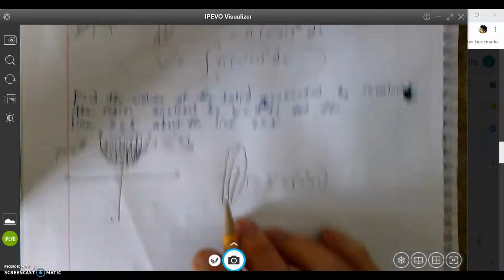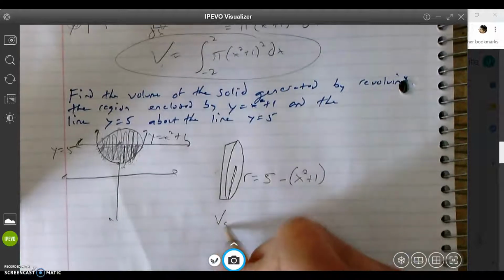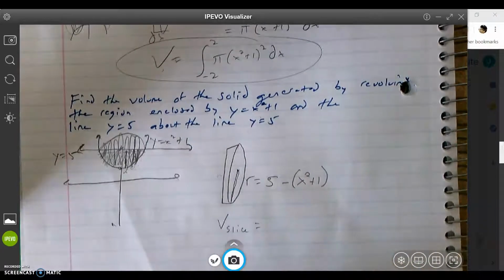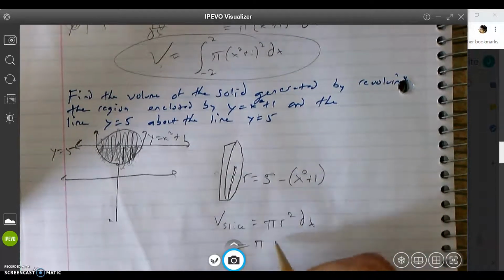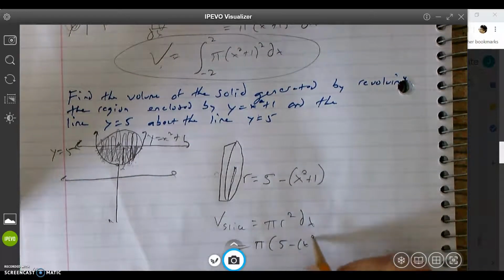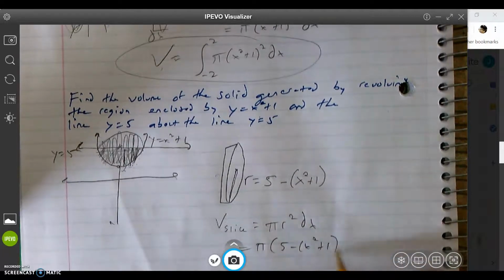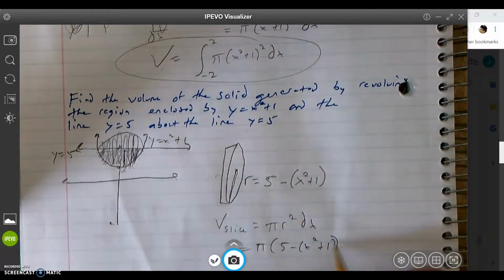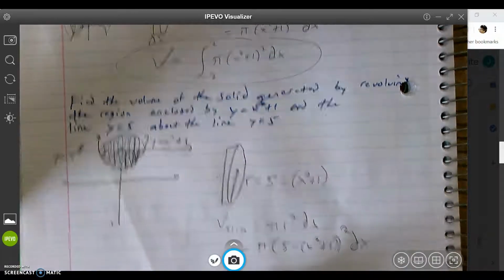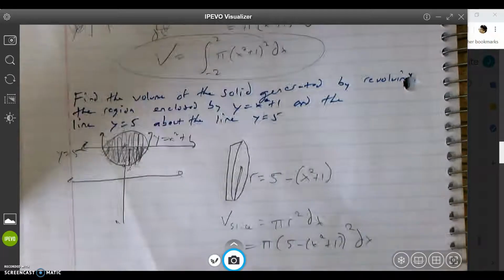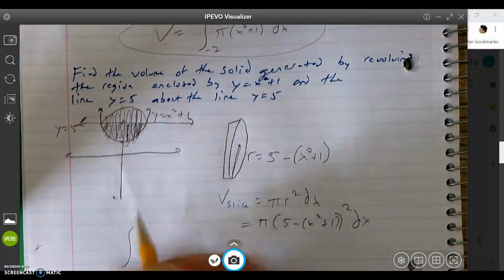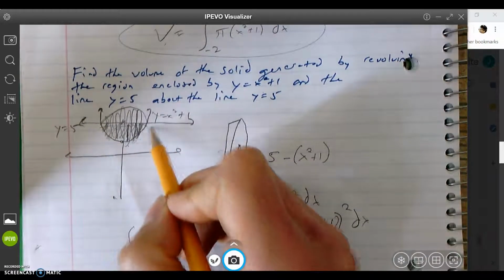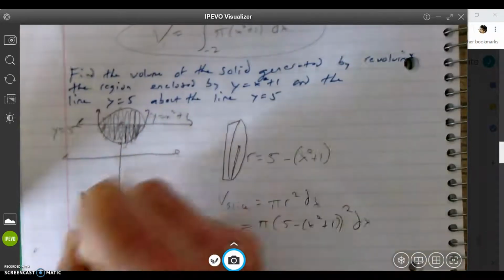Okay, so the volume of the slice is going to be pi r squared dx, which is pi times 5 minus x squared plus 1, close parentheses, all squared, dx. Cool. Questions about that so far? All right, so now we have the integral, the top and the bottom, so I need to find these two. I said it was 2 and negative 2 before, but is that right? I don't know. Let's see.